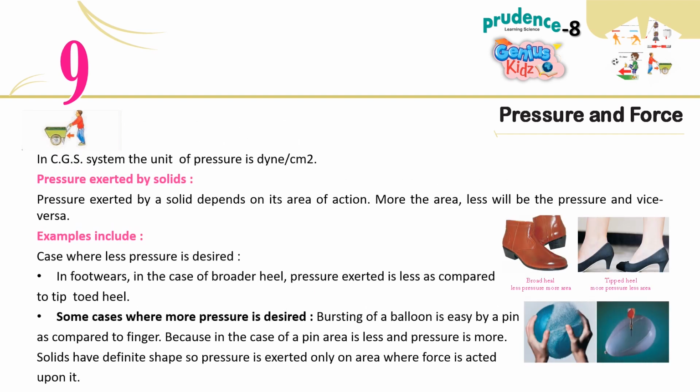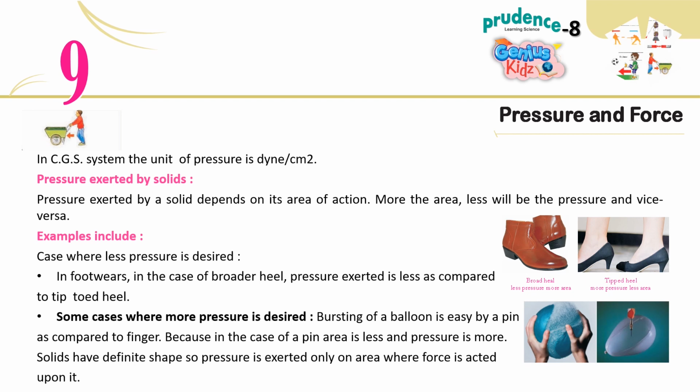In the CGS system, the unit of pressure is dyne per cm². Pressure exerted by solids. Pressure exerted by a solid depends on its area of action. More the area, less will be the pressure, and vice versa. Examples include a case where less pressure is desired: in footwear, in the case of a broader heel, pressure exerted is less as compared to a tip-toed heel.